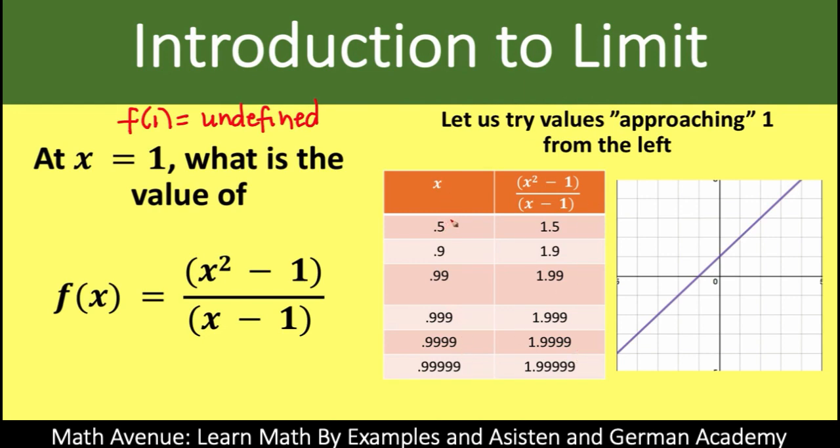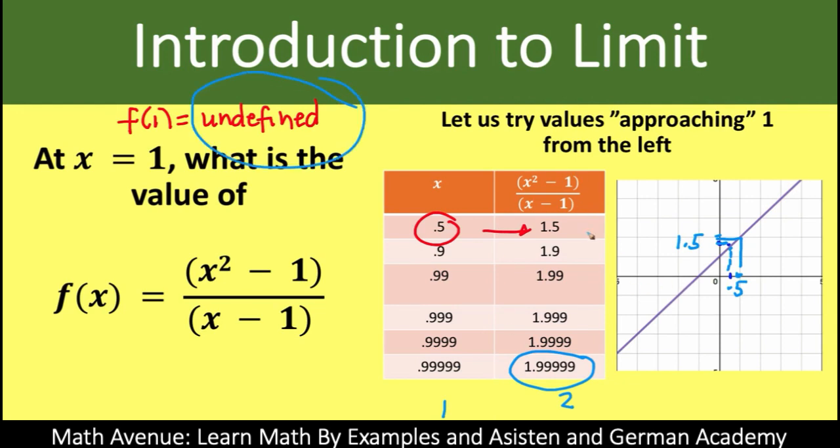At x equals 0.5, y is 1.5. Let's plot those points. At x equals 1/2, f of x is 1.5. At x equals 0.9, so you are now close to 1 at this point, then the y value is 1.9. So you now have these points. And as you go closer and closer to 1, then the y value becomes closer and closer to 2 also. But at exactly 1, the function is undefined.